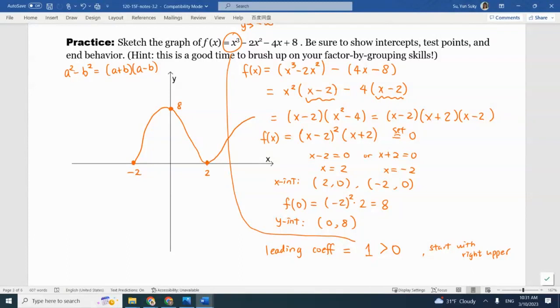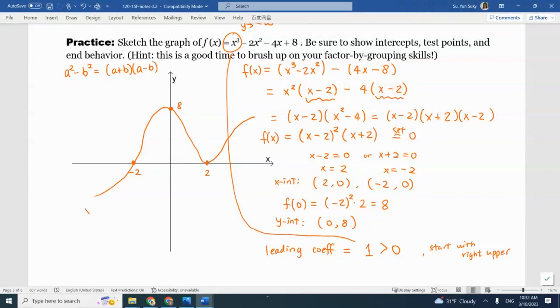And then negative 2, what's the multiplicity? 1. So cross or bounce off? Cross, yes, like that. Right, everybody? Okay. So we start with the right upper corner. Here, bounce up. Connect to this y-intercept. Here, cross. So we go next.